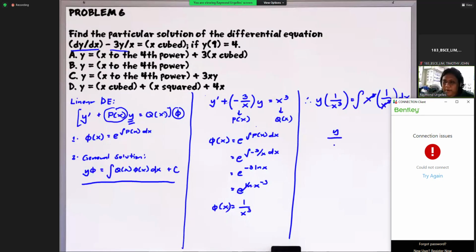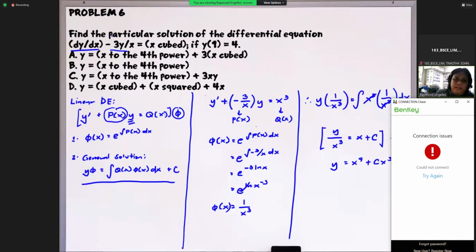So you will get y over x cubed is equal to integral ng dx, which is x plus constancy. Then multiplying this whole term by x cubed, you will get y is equal to x to the fourth plus cx cubed. Okay? So meron na tayong general solution.